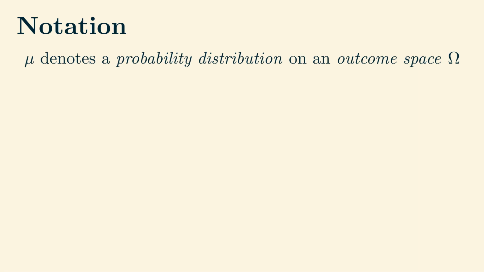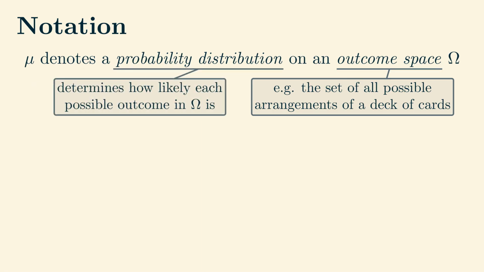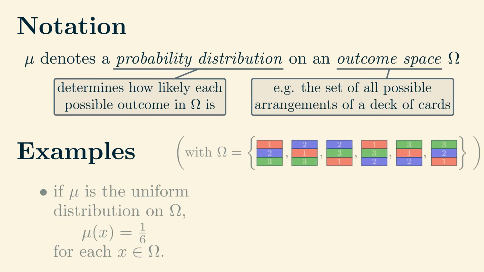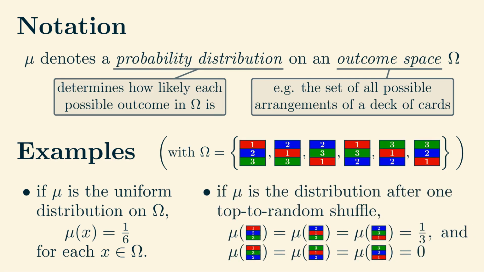Here's a bit of notation to help us. Mu will denote a probability distribution on an outcome space omega. For instance, omega could be the set of all possible arrangements of a deck of cards. A probability distribution tells you how likely each outcome is. So if mu denotes the uniform distribution on the 6 possible arrangements of 3 cards, then mu assigns probability mass 1/6 for every arrangement in omega. On the other hand, if mu is the distribution of the arrangements after one step of the top to random shuffle, then mu assigns probability mass 1/3 to these 3 arrangements and 0 to these 3 arrangements.